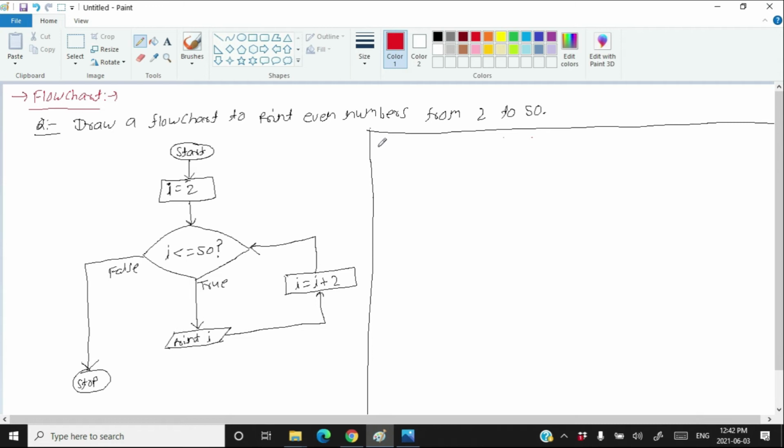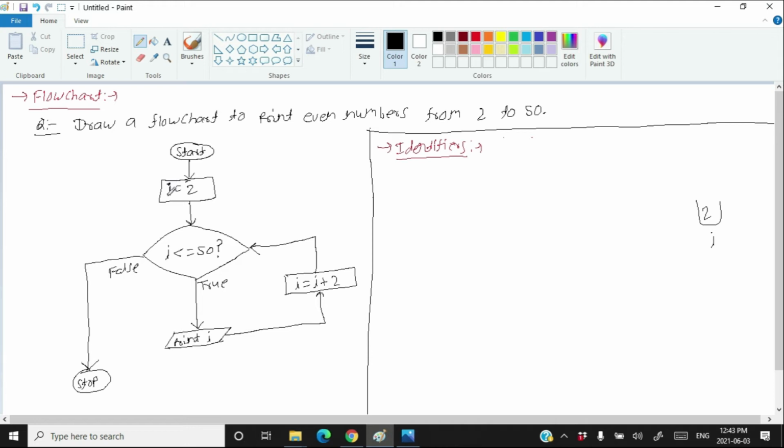Let's see a few more definitions used in flowchart. The first definition is identifiers. In this flowchart, we have used a variable whose name is I. I already explained what a variable is. A variable is like a container whose name is I and which stores 2 in it. But who decides the name of this variable will be I? This is the programmer. This is you who have decided the name of the variable as I.